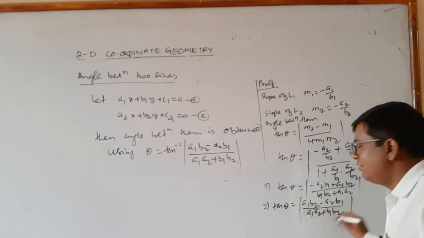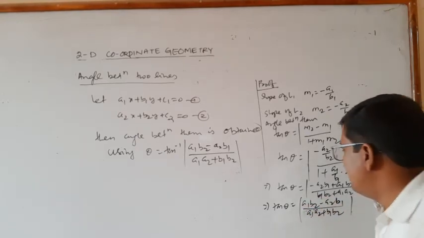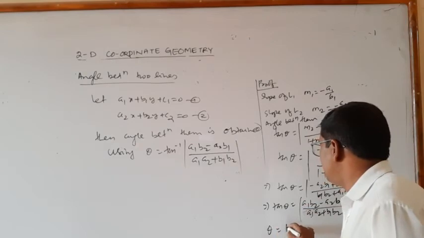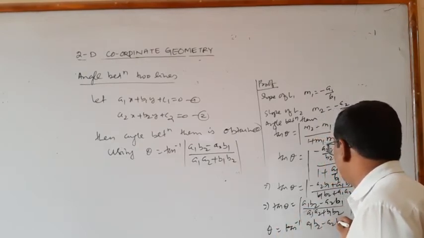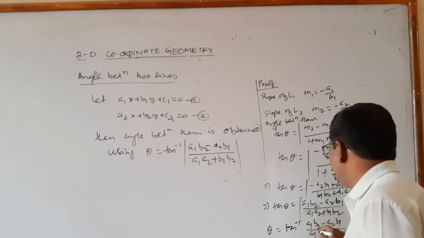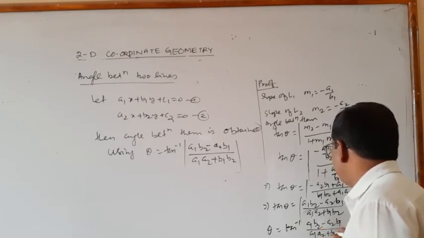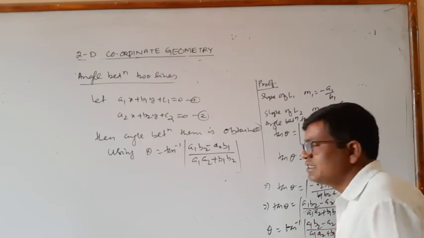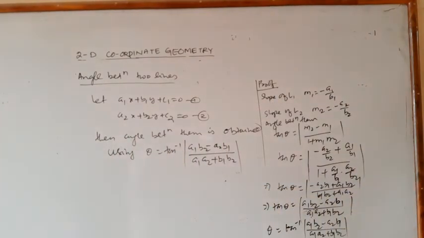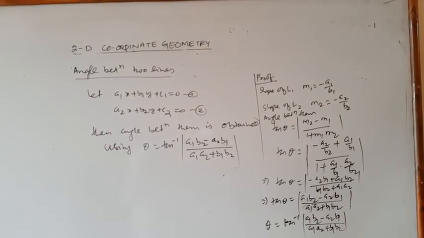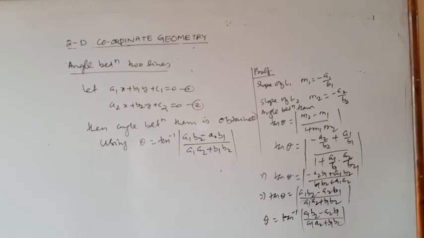And theta is equal to tan inverse of a1 b2 minus a2 b1 divided by a1 a2 plus b1 b2. This is the angle between two lines. Clear? This formula is proved.